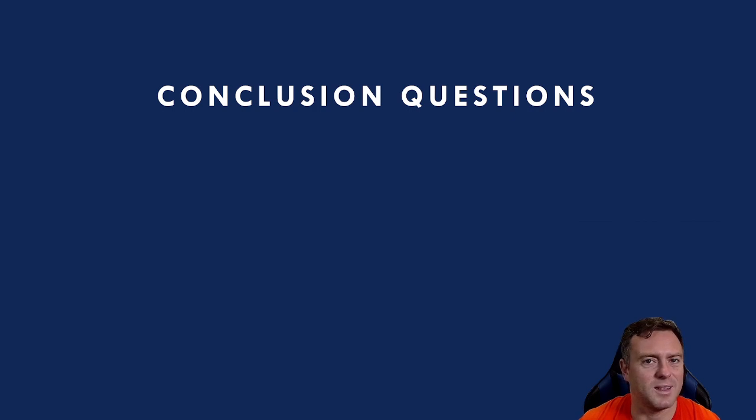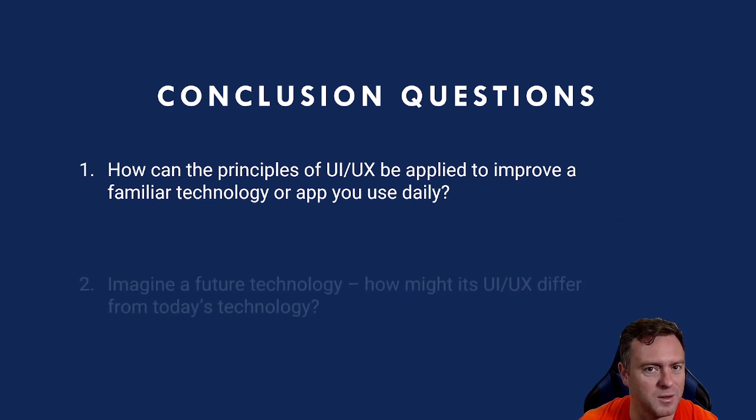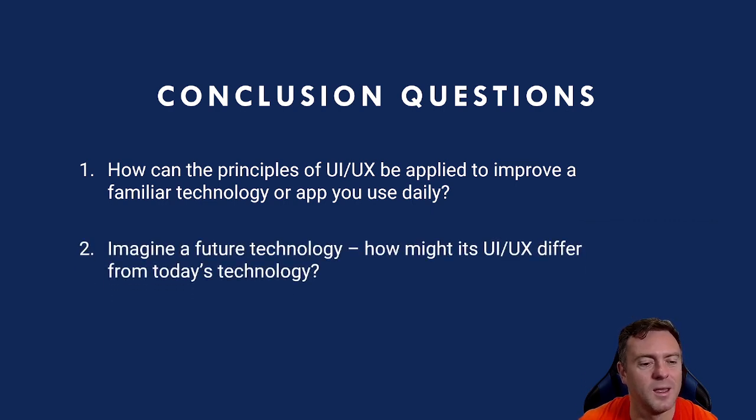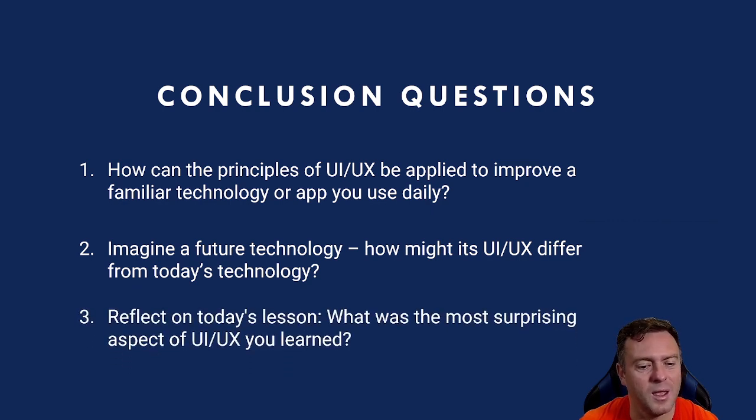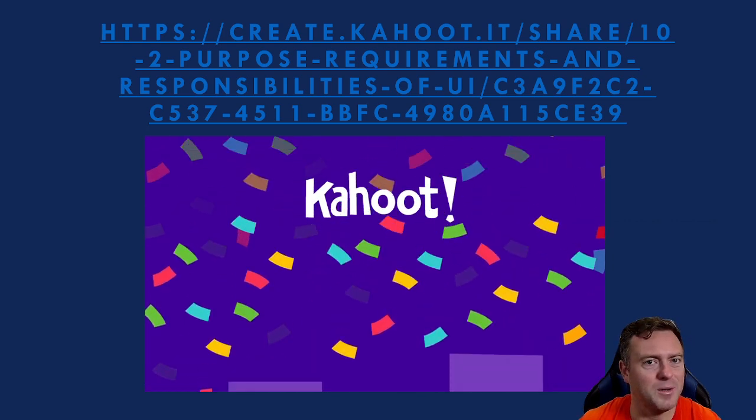Cool little video there that I've put down in the links. Have a look through that and that gives you some ideas to have a think about. So some conclusion questions to think about. How can principles of UX and UI be applied to improve familiar technology in the apps that you use daily? Imagine a future technology and how might its UI and UX differ from today, because it's obviously going to evolve, and reflect on today's lessons and think about what's the most surprising aspect of UI and UX that you learnt about. There is a quick little Kahoot there to play around with.